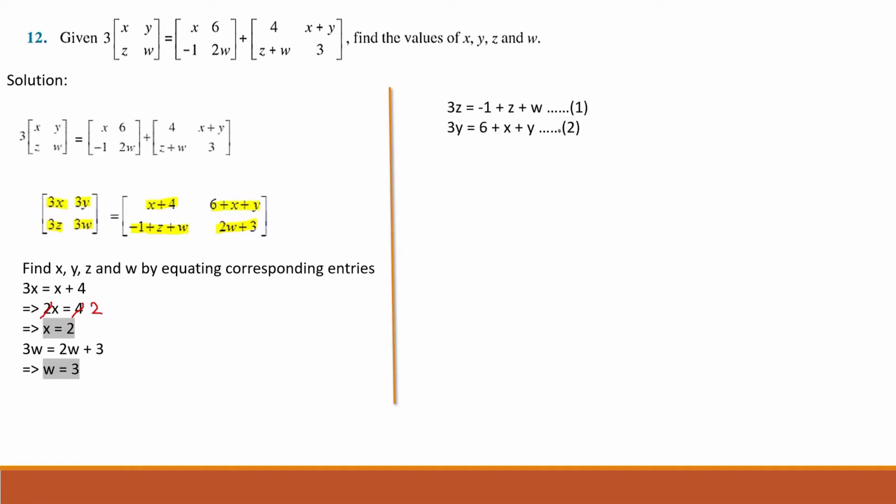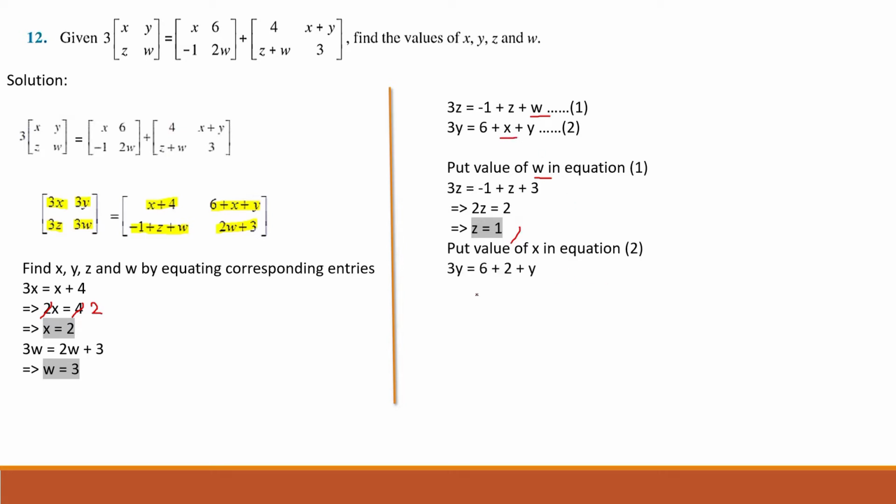Then for 3z is equal to minus 1 plus z plus w, and 3y is equal to 6 plus x plus y. For these two equations, substituting w in equation 1, we get z is equal to 1, and substituting x in equation 2, we get y is equal to 4. So now we found x, y, z and w respectively. You can pause the video to note this down.